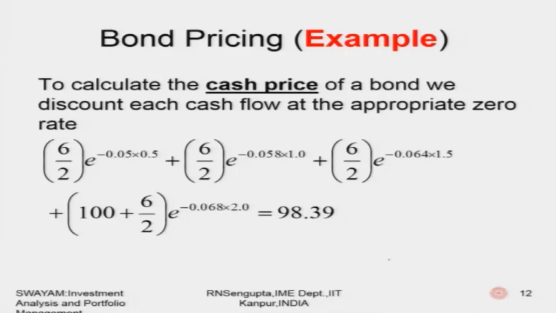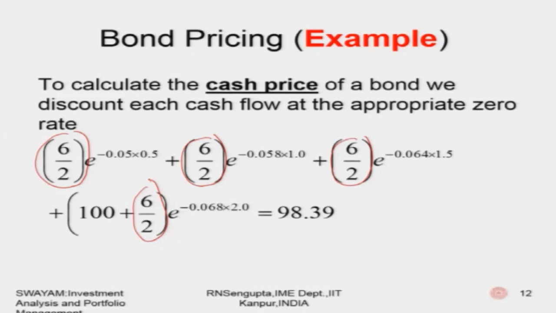To calculate the cash price of the bond, we discount each cash flow at the appropriate zero rate. So, how does it look? I will discuss each and every term and use different colors so you can differentiate what concept I am talking about. Consider this value of 6/2 in each of these, and this is basically the so-called coupons which have been paid.